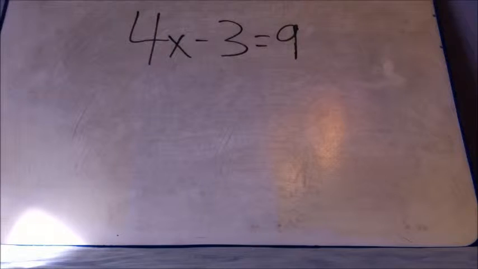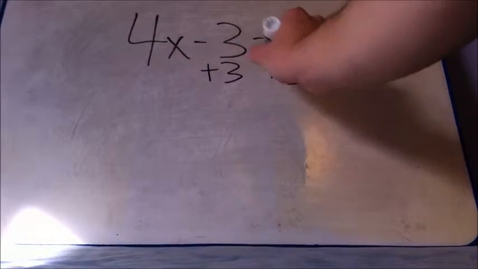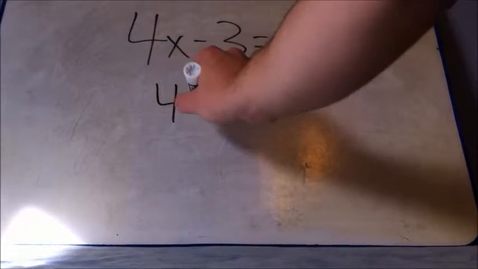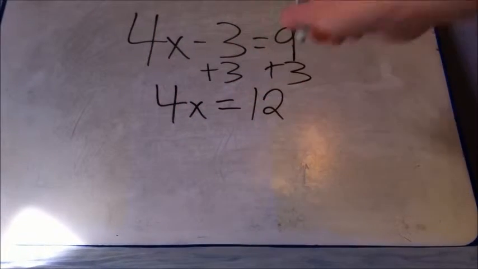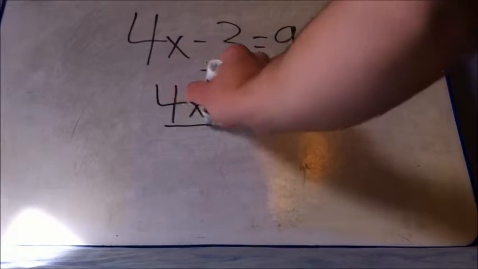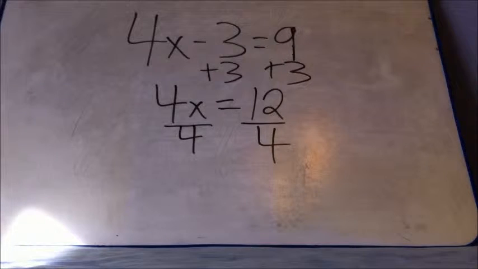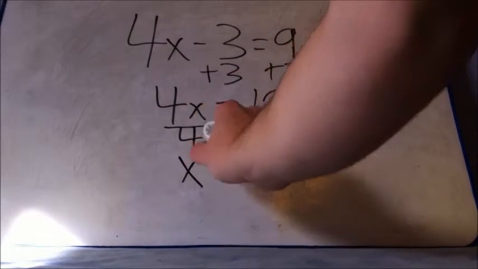Let's begin with a pretty simple equation. 4x minus 3 is equal to 9. Here all we have to do is add 3 on both sides of the equation. So that leaves us with 4x is equal to 12. Now to get x by itself, let's just divide by 4 on both sides. Dividing by 4, we are left with x is equal to 3.